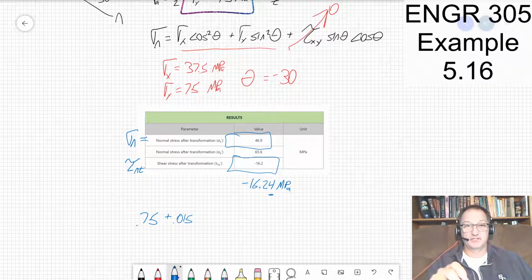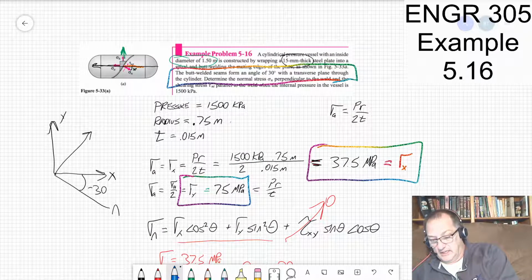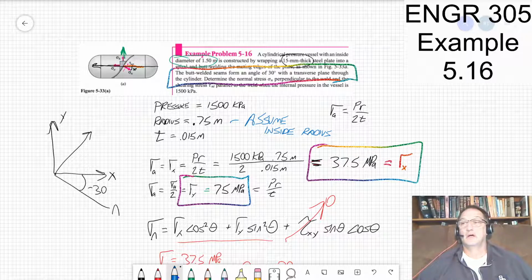If we assume inside radius, we get one thing. If we assume outside radius, we get another thing. Honestly, when we put this, there's an assumption here. Assume inside radius. And why am I assuming inside radius? Because that's the value they gave us. I didn't have to do any calculations. I didn't have to add anything. But that's not any better an assumption than the outside radius.